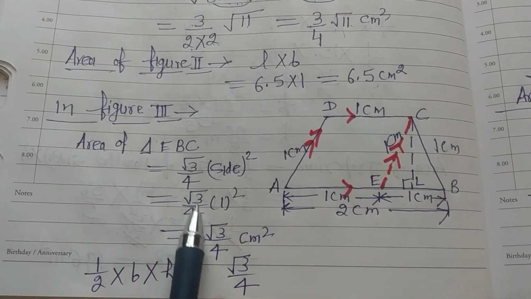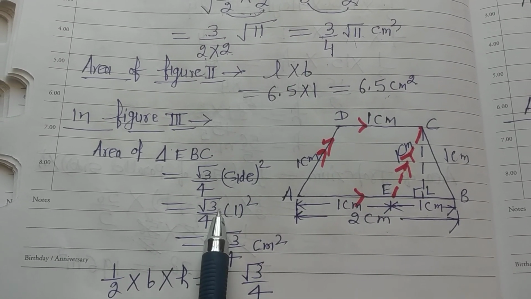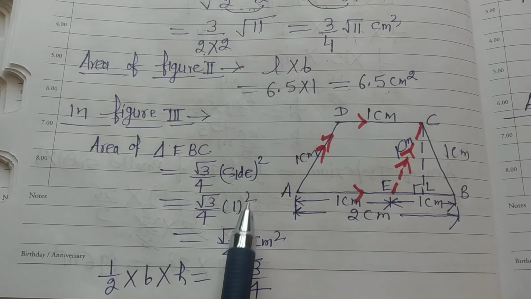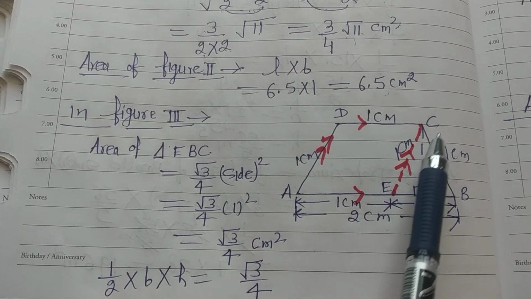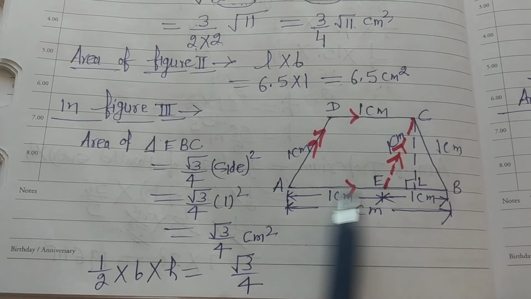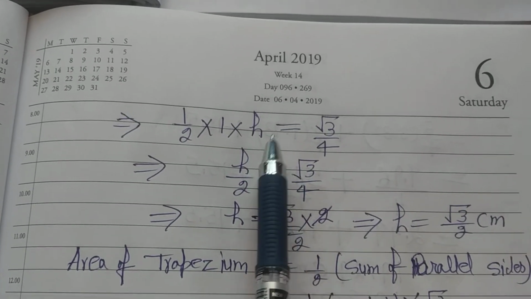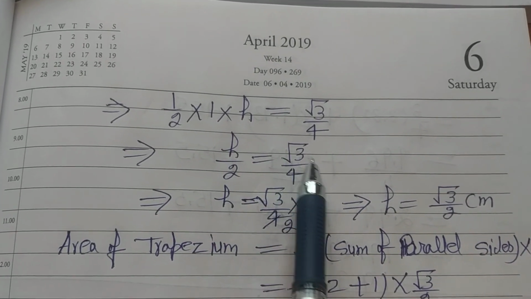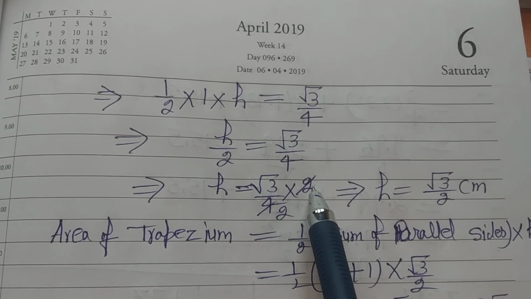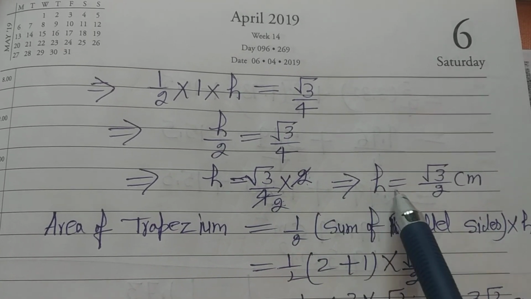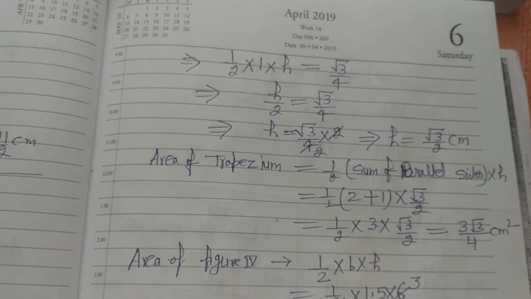So area of equilateral triangle BEC is under root 3 by 4 into side square. So side is 1, it is under root 3 by 4 into 1 square, that is under root 3 by 4 centimeter square. Now we will apply half into base into height in this triangle, 1 by 2 base into height. So base is 1 and height, let us suppose it is h. So it is coming h by 2 is equal to under root 3 by 4, and h is equal to under root 3 by 4 into 2. So 2 and 4 will cancel out, it is coming under root 3 by 2. So that is the height of this trapezium.